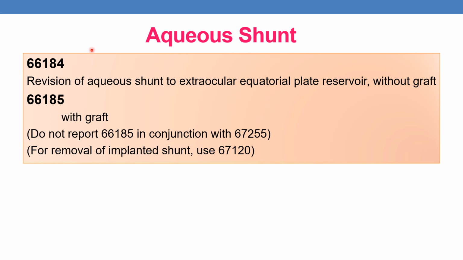The next is 66184. Revision of aqueous shunt to extraocular equatorial plate reservoir, without graft. Next is 66185. If it is performed with the graft, the CPT is 66185. And do not report 66185 in conjunction with 67255. And for the removal, it is revision. For the removal of implanted shunt, you need to use 67120.